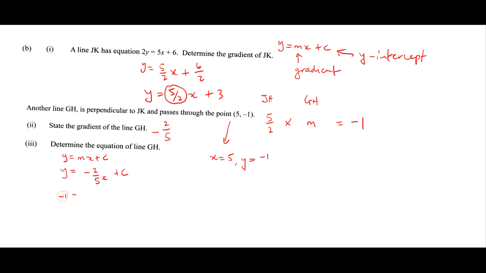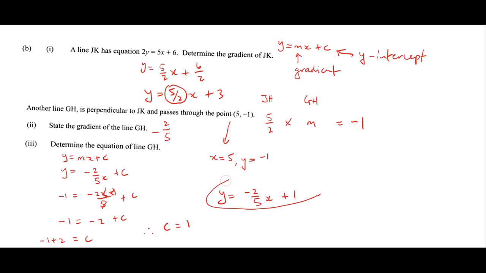So we get minus 1 is equal to minus 2x over 5, and, sorry, x is 5, so we have to put 5 here, plus c. So therefore minus 1 is equal to, this 5 will cancel with this 5, and we end up with minus 2 plus c. Therefore minus 1 plus 2, sorry, is equal to c. Therefore c is equal to 1. So therefore the equation of the line becomes y is equal to m, which was minus 2/5, x, and c is 1, so it's plus 1. So the equation of the line GH is y equal minus 2/5 x plus 1. Okay.